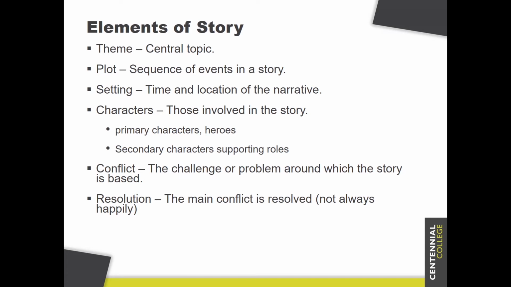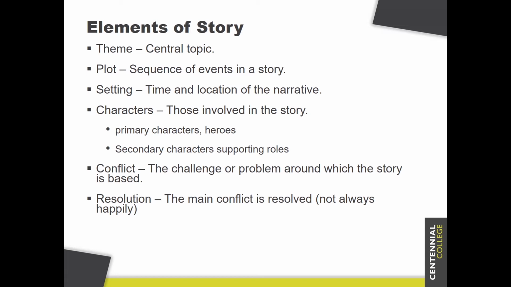Theme is the central topic. It's what your book is actually about, this underlying idea. Plot is a sequence of events in a story. So how things occur, and in what order they occur, is the plot sequence. Setting is the time and location of the narrative.